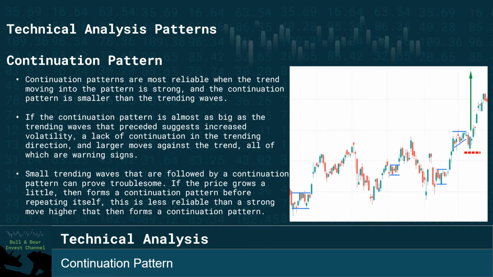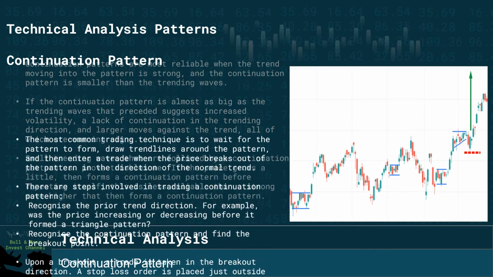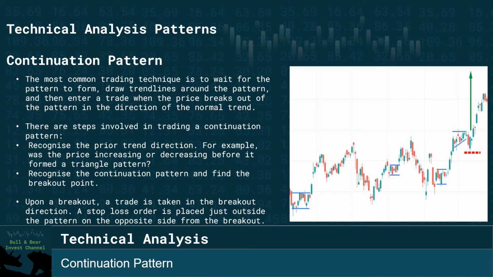Continuation patterns are most reliable when the trend moving into the pattern is strong and the continuation pattern is smaller than the trending waves. If the continuation pattern is almost as big as the trending waves that preceded, it suggests increased volatility, a lack of continuation in the trending direction, and larger moves against the trend, all of which are warning signs. Smaller trending waves that are followed by a continuation pattern can prove troublesome. If the price grows a little and then forms a continuation pattern before repeating itself, this is less reliable than a strong move higher that then forms a continuation pattern.